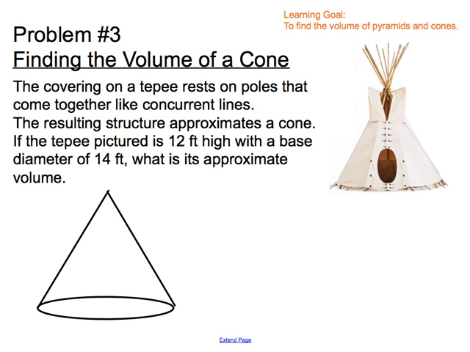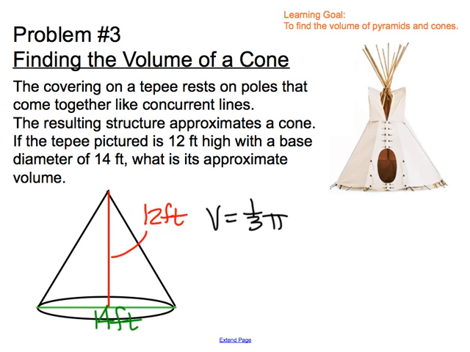Now I generally start questions like this by drawing a more mathematical version of the picture. So the teepee is 12 feet tall. So the height of our teepee here is 12 feet. In addition to that, we also know the base diameter, which is 14 feet. Now we know that the formula for the volume of a cone is 1/3 pi times the radius squared times the height of the cone.